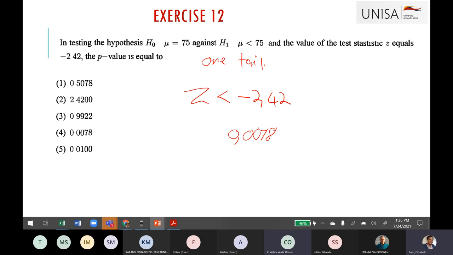Sorry, Lizzie. How do you tell again when it's a one tail or a two tail? The sign on your alternative hypothesis tells you what you need to be doing. So if that's a not equals, then it's a two-tail test. Yes. Remember, your alternative sign is the most important sign.